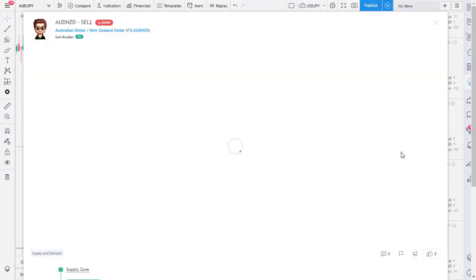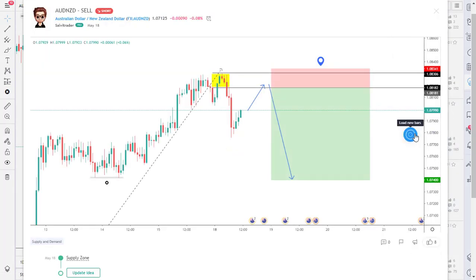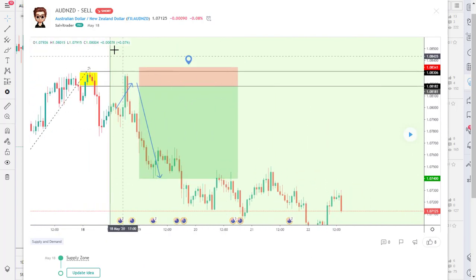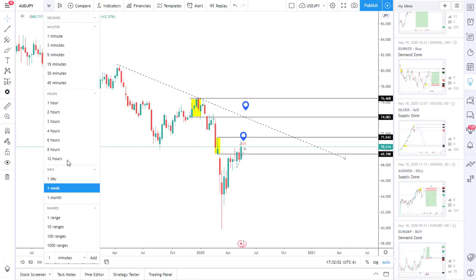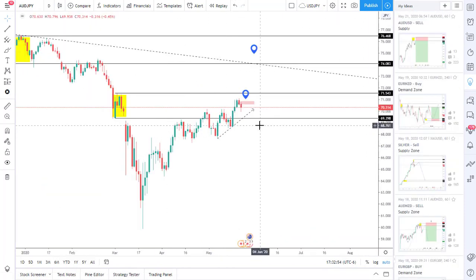Also, I sold Aussie Kiwi. That was the first, it was the same thing. This was on May 18th. So that's the same scenario I'm seeing here for Aussie Yen. When I move to the weekly, see that this resistance level was removed. Basically, they are grabbing liquidity up there, but we are still in the zone.